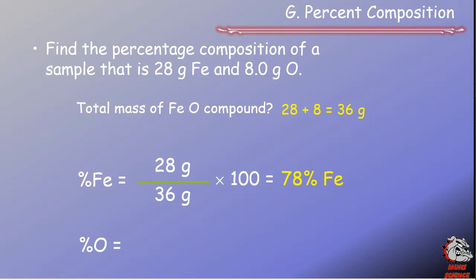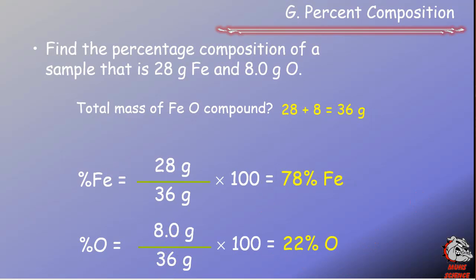Oxygen, there's two ways to do this. You could take 100 minus 78, or you could take the 8 divided by the 36. It's the part divided by the whole, so 8 divided by 36, multiply by 100, round off to the nearest percent, and you get 22%. So that's one way to approach these problems.